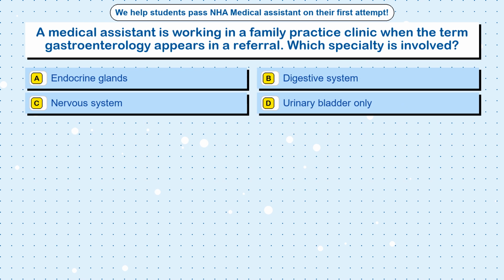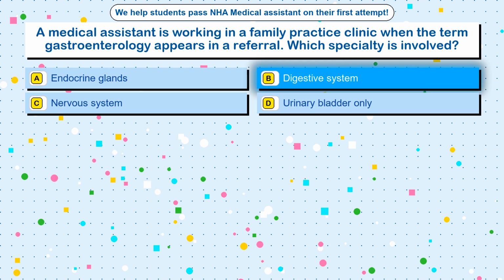Question 90. A medical assistant is working in a family practice clinic when the term gastroenterology appears in a referral. Which specialty is involved? Option A, endocrine glands. Option B, digestive system. Option C, nervous system. Option D, urinary bladder only. The correct answer is option B, digestive system.